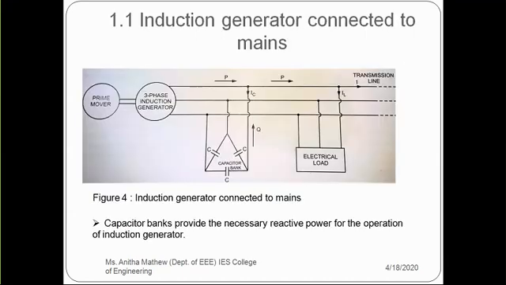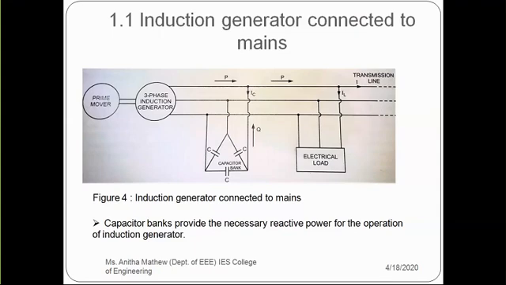Then we'll move to the types of induction generators. Induction generators are of 2 types mainly. The first one is the induction generator connected to mains. The second one is the self-excited or isolated induction generator. Induction generator connected to mains is otherwise known as the grid connected induction generator.